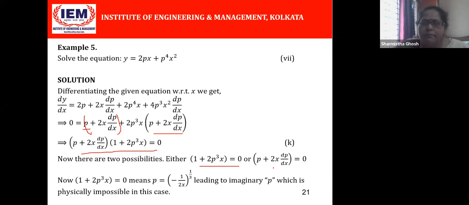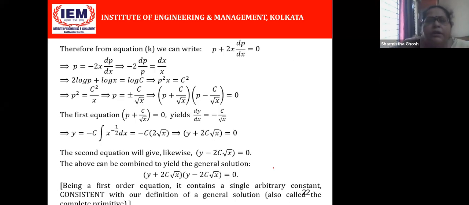Otherwise, the process is same as we followed. But one thing is that now here we are getting two factors. One factor does not work because that does not give a physically possible case. The other one we have to work on. And of course, the other one, you can easily see it's a very easy equation. It's easily solvable. We can separate the variables easily.